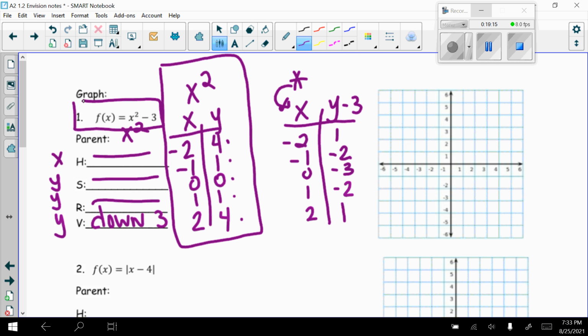So my new vertex is this 0, -3. That's my turning point. 1, -2, 2, 1. -1, -2, -2, 1. And I know it's a U shape, so I'm drawing my U with my arrows. There's our first graph.